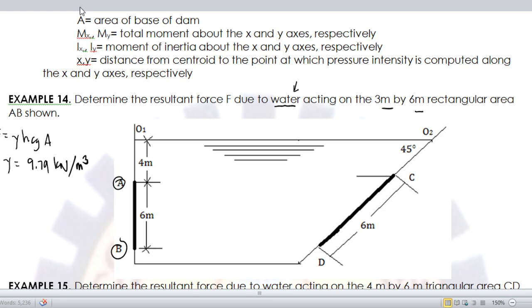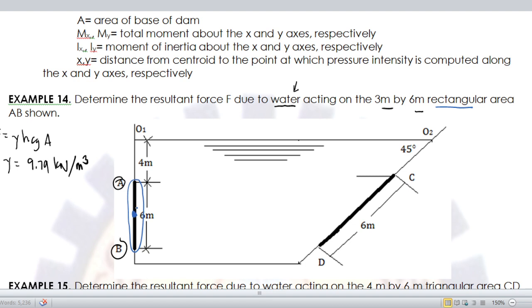Now, it is not this whole area that we are talking about, but rather only this area, the AB only. So we focus on its center of gravity, or the centroid. Obviously, this is a rectangle, and based on our discussion, the center of gravity of a rectangle is just half of its height. In this case, the height is 6 meters.